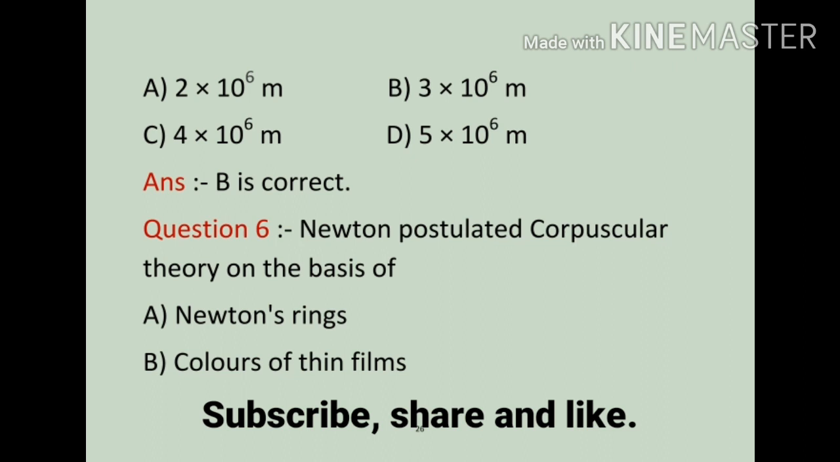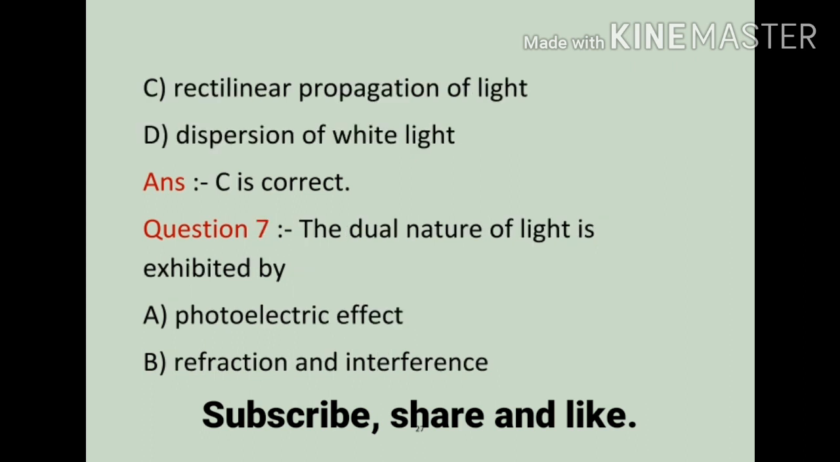Next, question 6. Newton postulated corpuscular theory on the basis of option A, Newton's rings, option B, colors of thin films, option C, rectilinear propagation of light, option D, dispersion of white light. So the correct option is C.